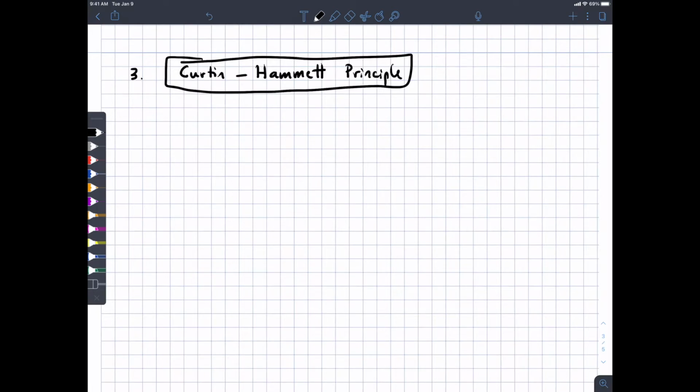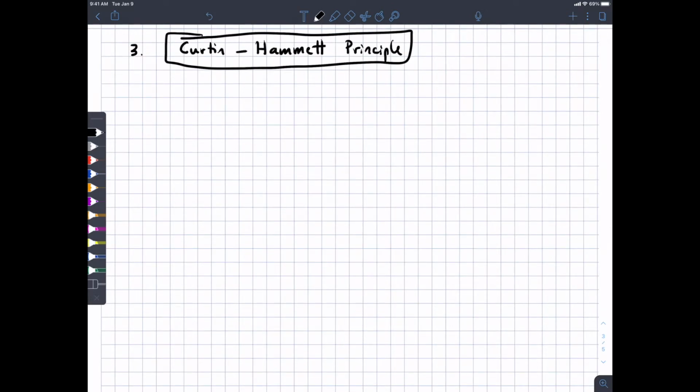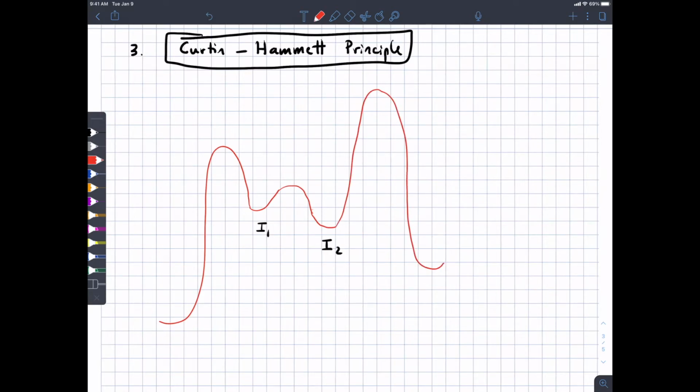What is the Curtin-Hammett principle? Well, it relates to a particular situation, and this is a situation in which you have two intermediates that interconvert, and one is slightly higher in energy than the other. And then that equilibrium is rapid, each goes on to irreversibly form product. Intermediate 1 leads to product 1, intermediate 2 leads to product 2.